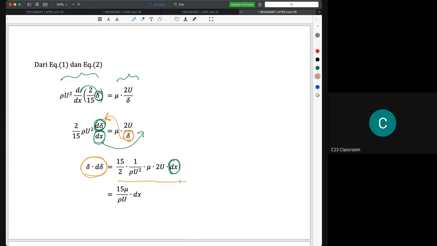So on your right hand side here, it can be any terms. The most important thing is, please make sure that the only terms that exist on your left hand side are delta and d delta.